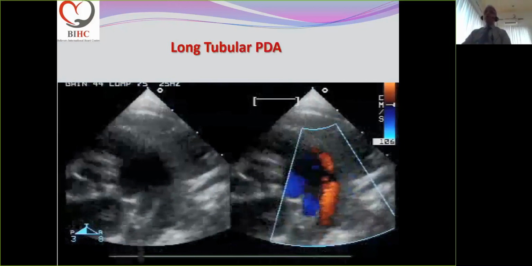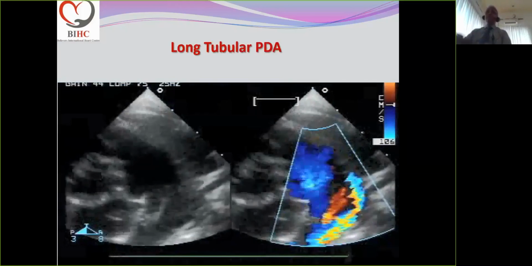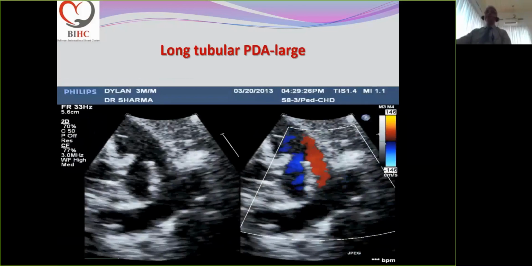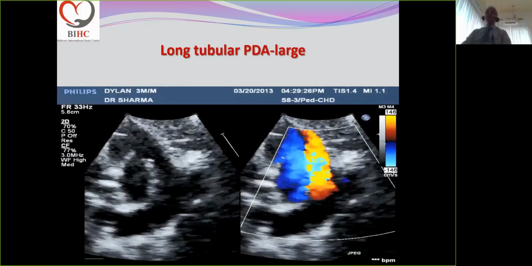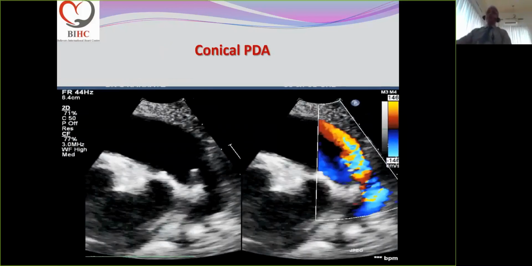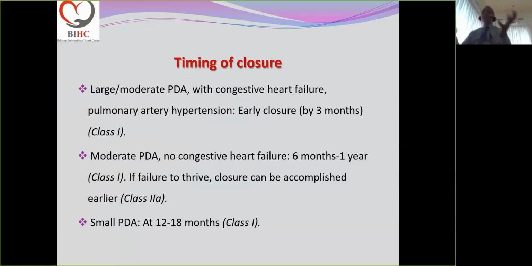This is a long tubular PDA, a large one, technically more challenging for device closure. This is a larger PDA, but conical. So these are different shapes, as a PDA comes in all shapes.